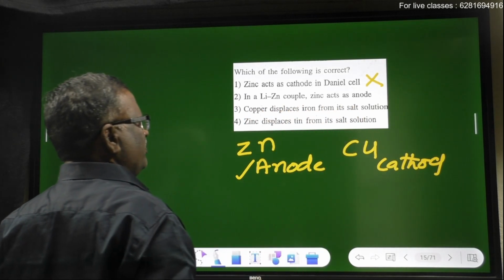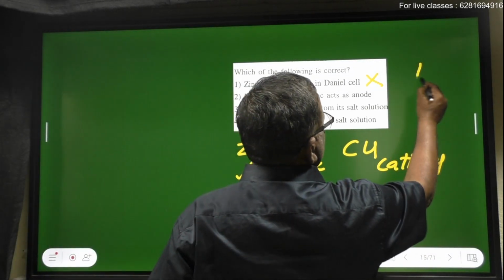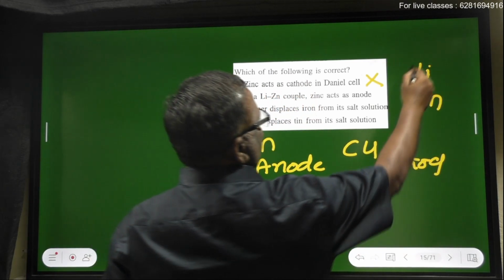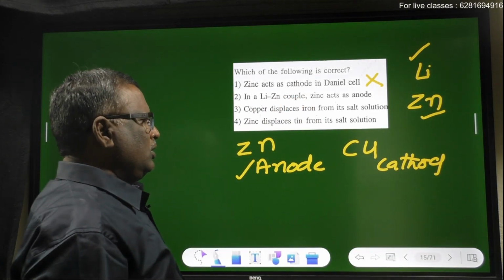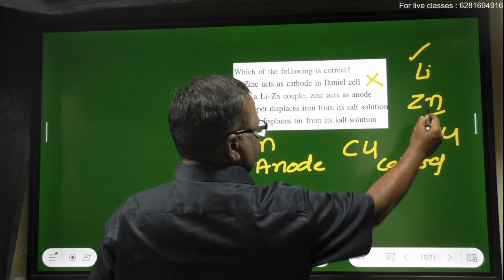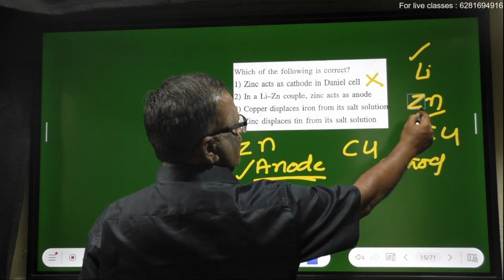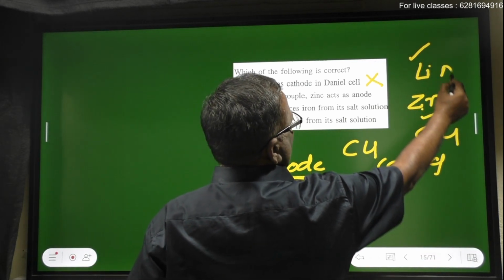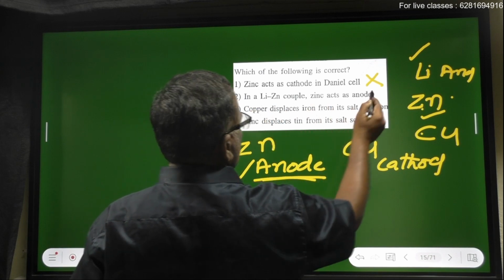In a lithium zinc couple, zinc acts as cathode. Anode means the highly electropositive element. In the electrochemical series, lithium is present on top, zinc below. So lithium will act as anode and zinc will act as cathode. But in the case of zinc and copper, because copper is below zinc, zinc will act as anode. When compared to lithium, lithium acts as anode and zinc acts as cathode. So this is also wrong.